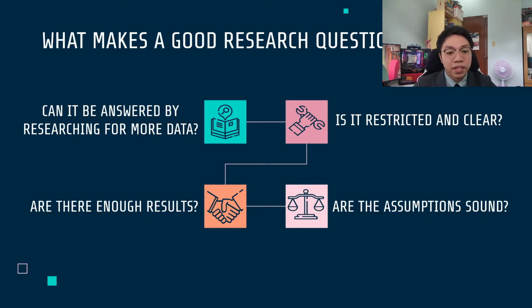The second would be, is it restricted and clear? So the research question greatly details the scope and limitation of the research in question. It carefully defines the words in the question to ensure that the reader evaluates the research question and there will be no doubt on the research question itself.